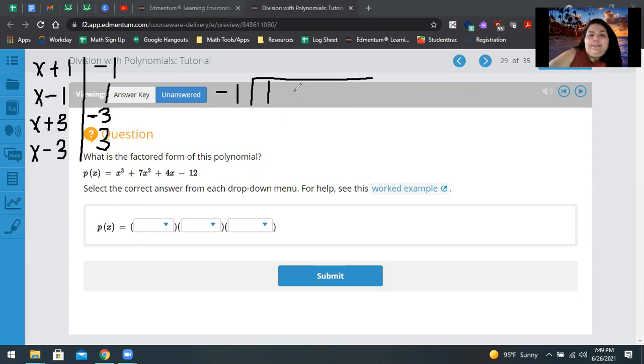For x squared, we have 7, so we'll put 7 here. Then it's x, so we'll put our 4, and then our -12. So this is just to test. The idea is that the last value has to be 0. If we got 0, we have a factor, we have one of our answers. If it doesn't, then we need to go ahead and try another one.